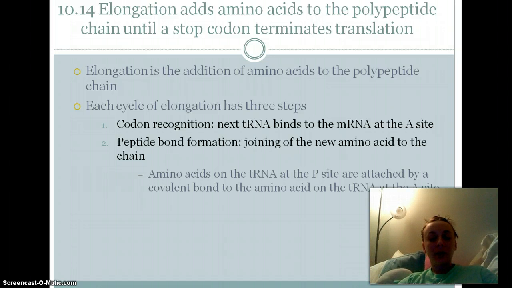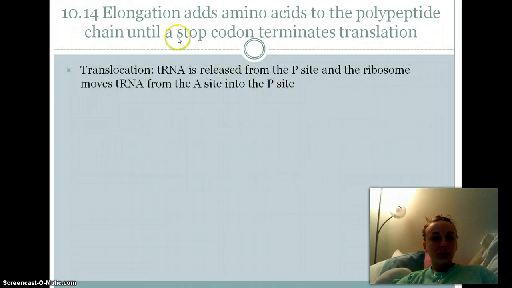So it's a continuous process. tRNA is going to come in at the A site, attach, and then that growing amino acid chain is at the P site. Then translocation: tRNA is released from the P site, and the ribosome moves the tRNA from the A site into the P site. So this is going to take some explanation.